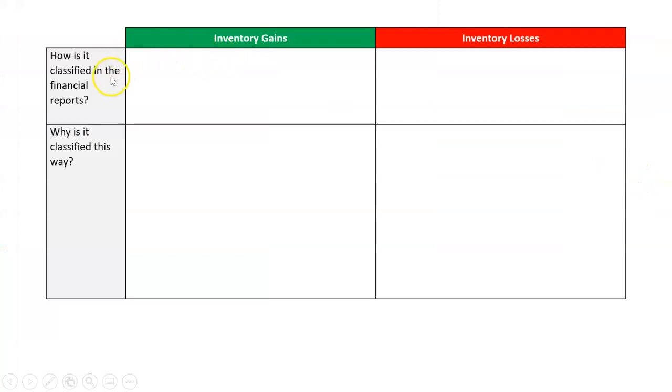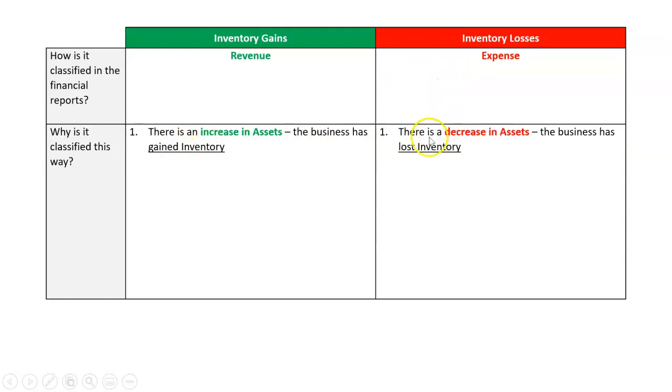What else do we need to know? How are each of these classified in the financial reports? Well, an inventory gain is a revenue and an inventory loss is an expense. So why is it classified this way? Well, we just go through our definition. Let's start with a revenue. Why is an inventory gain a revenue? 1, because there is an increase in assets. The business has gained inventory, and inventory is an asset. What about with an inventory loss? Why is it an expense? Because instead of an increase in assets, there's a decrease in assets. The business has lost inventory.